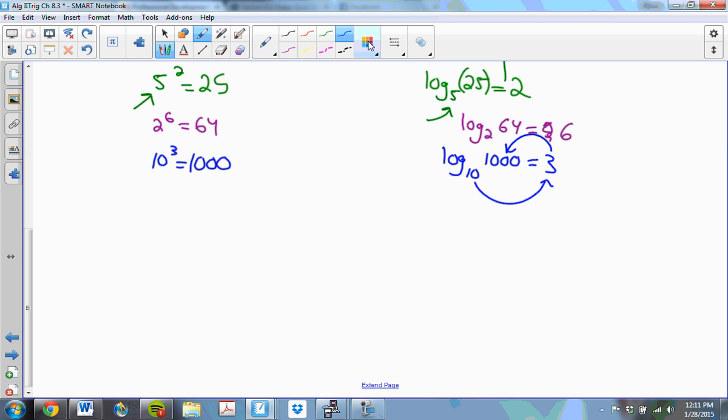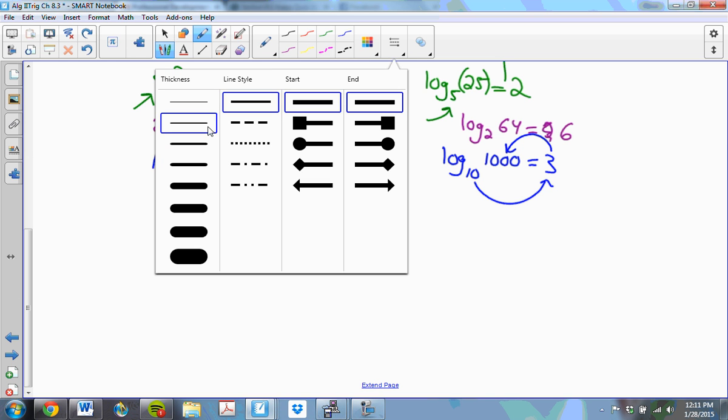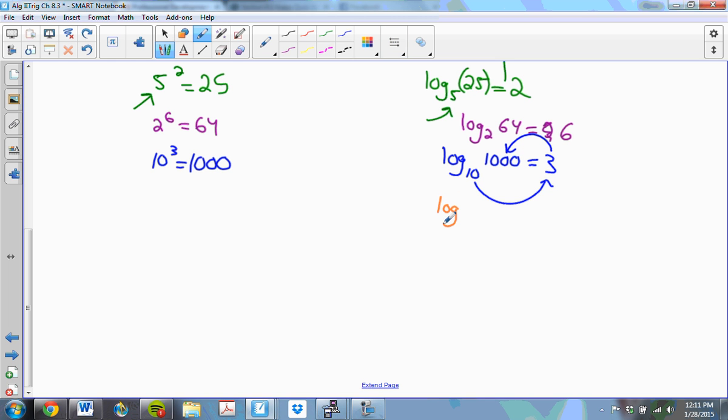Some more. Log base 8 of 64 equals 2. So if I do the circle thing, 8 squared is 64.